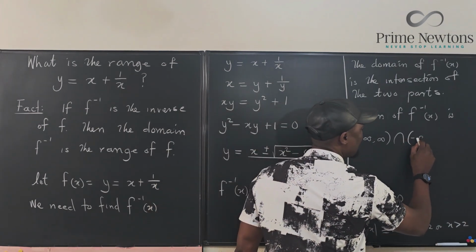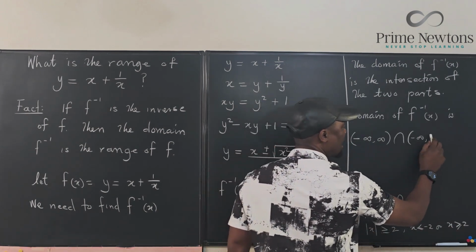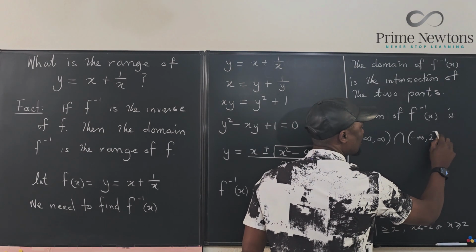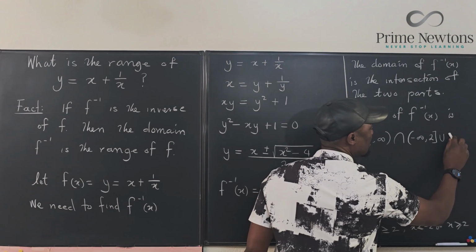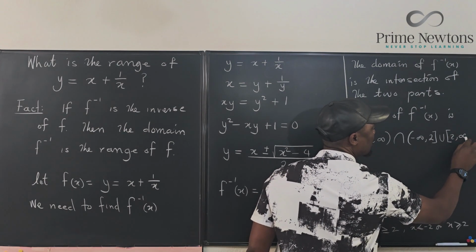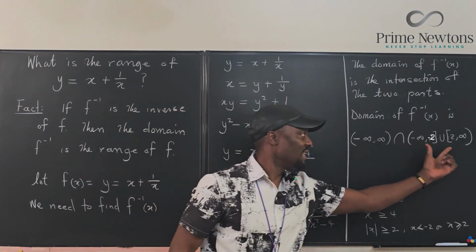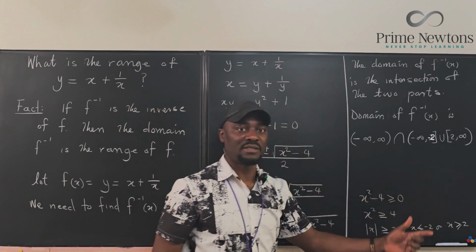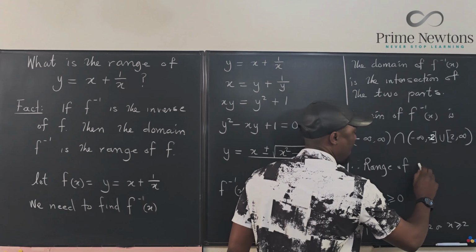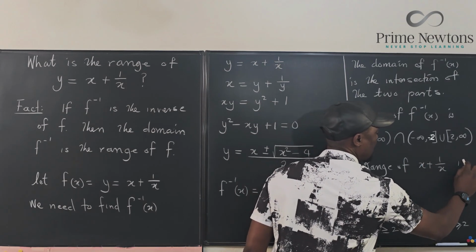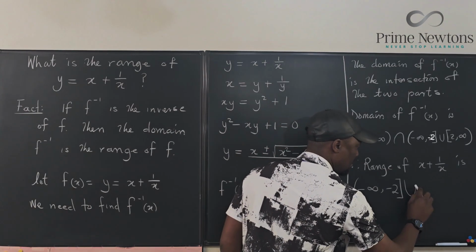So we got negative infinity to negative 2, union, 2 to infinity, including the endpoints. Now, this set is a subset of this. Everything here is inside this. So the intersection is basically this, and that's your answer. The range of x plus 1 over x is this part of the solution, union.